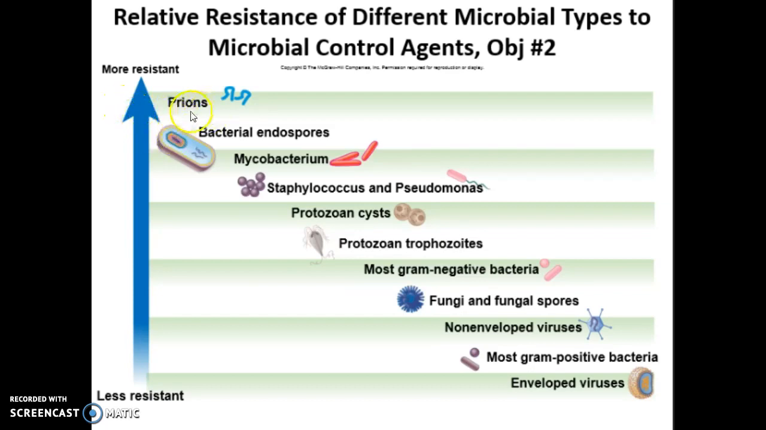So prions at the top, followed by bacterial endospores. Here you see that most gram-negative bacteria are above most gram-positive. Gram-negative, in general, are generally more hardy, more stable, and also more pathogenic than gram-positive. And you don't need to memorize this, but simply know least and most. And this is part 1.